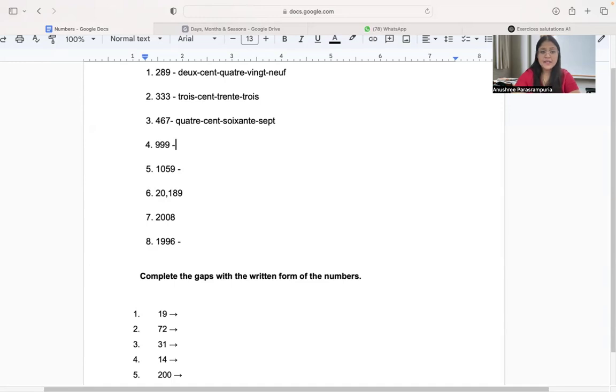Now, 999. Let's see. 900 is going to be 900. It's always important that you break down the numbers. It becomes much easier. Okay, so 900. 99 is going to be 99. If you do not understand or remember what 99 is, please go back to the previous video and revise your numbers and then come back and solve this exercise with me. Okay, so 999.